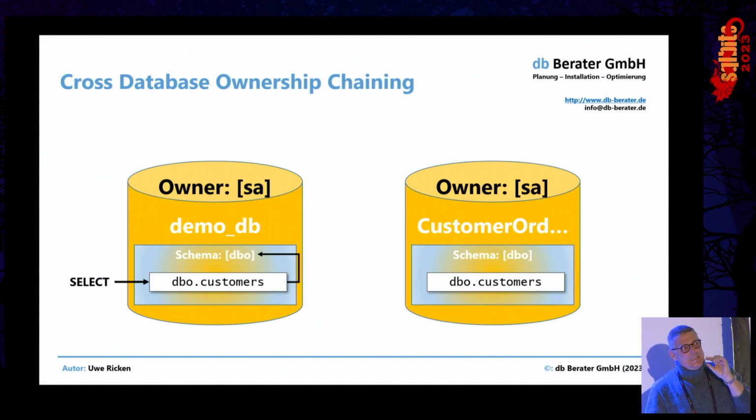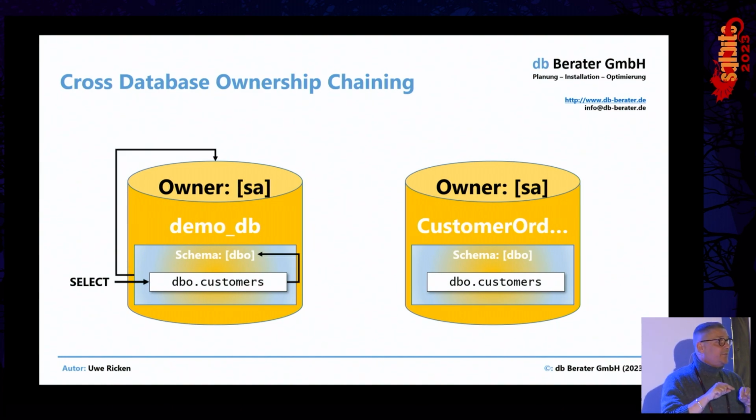Now it gets a little bit complicated, but only a little bit. The DBO is not a user as you understand a user. The DBO is a representative for the owner of the database. So when the owner of the database changes, the username does not change, because the DBO then means, okay, my master is the owner of the database.